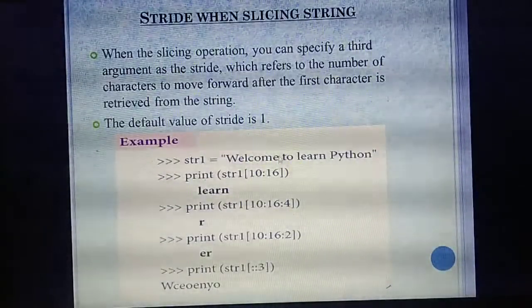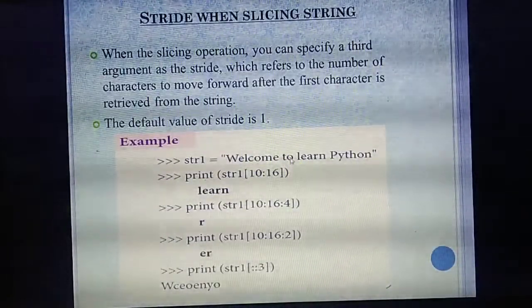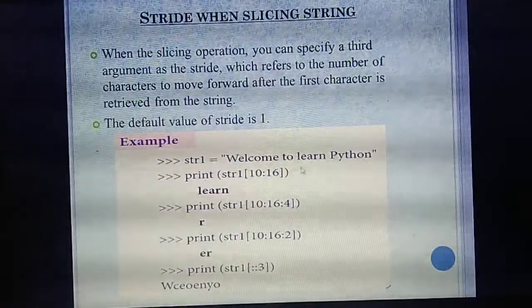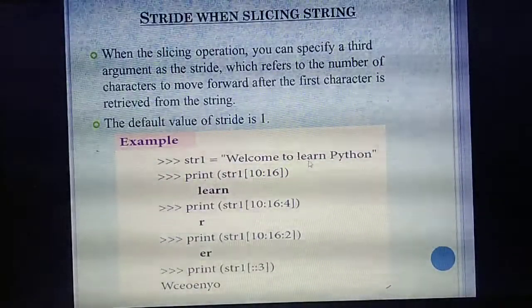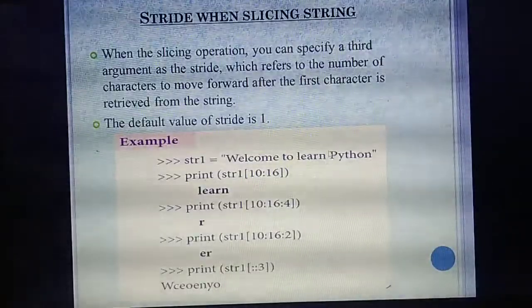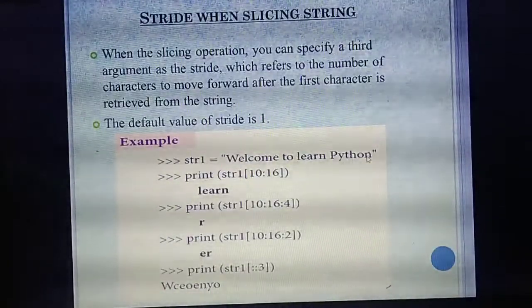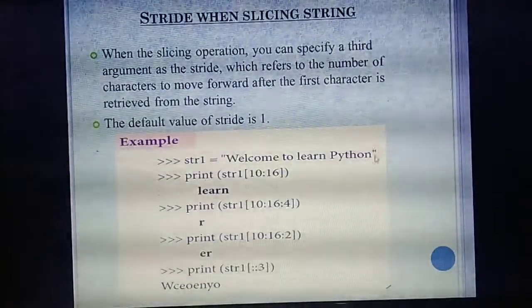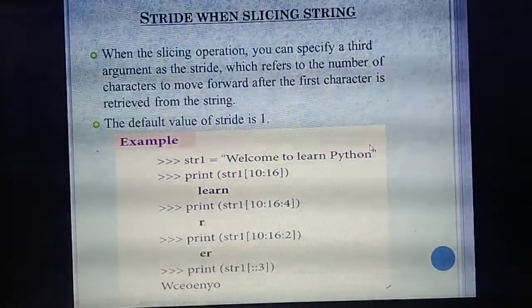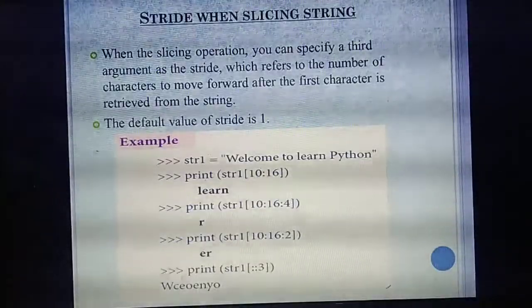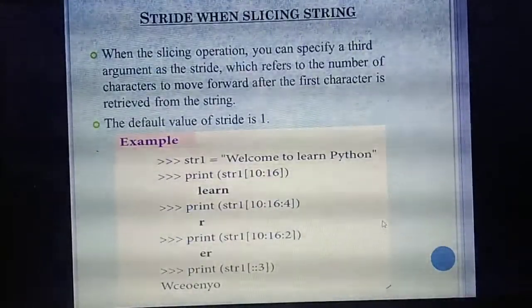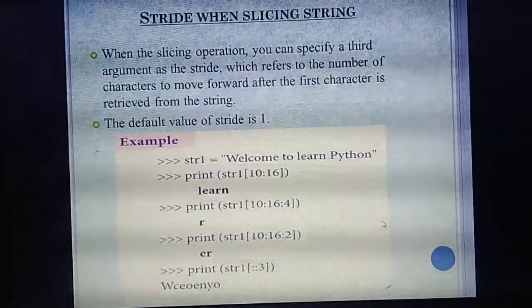Then space. This is 1, 2, 3. Third letter O. Again space 1, 2, 3. E. Then 1, 2, 3. N. Then space 1, 2, 3. Y. Then 1, 2, 3. O. After that you can't count because only N is there. Understand? Very, very important. Like this they will ask two more questions also. You need to slice. Understand?